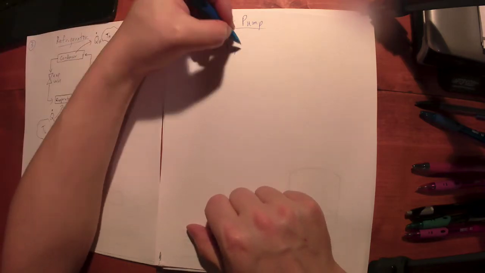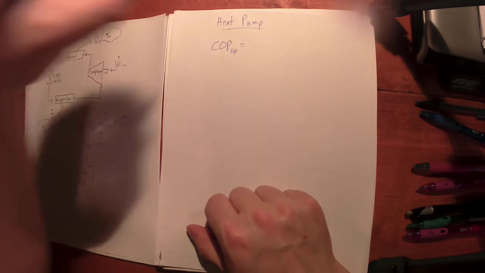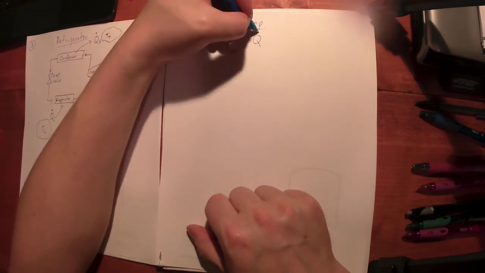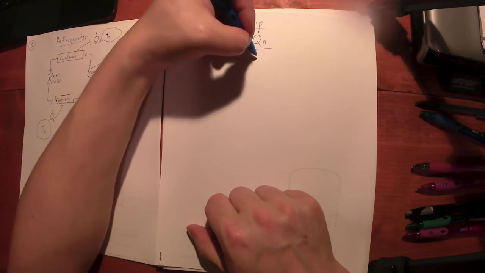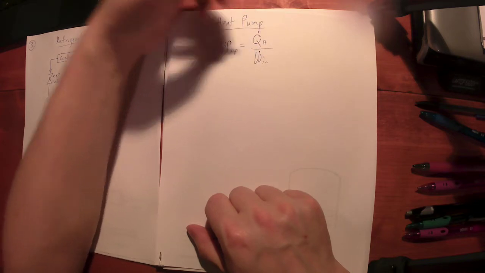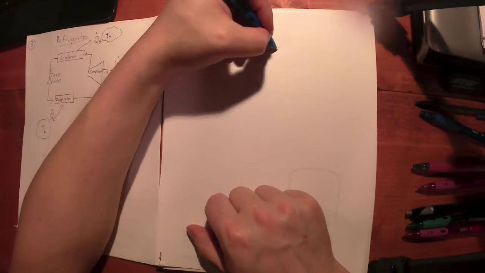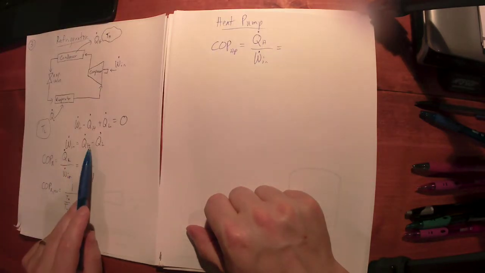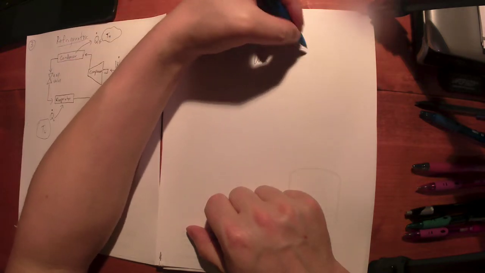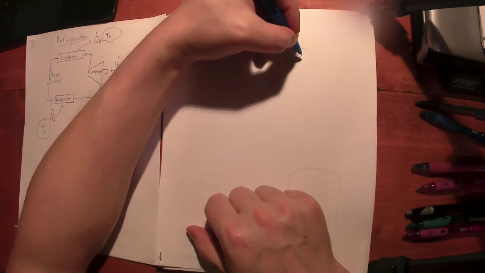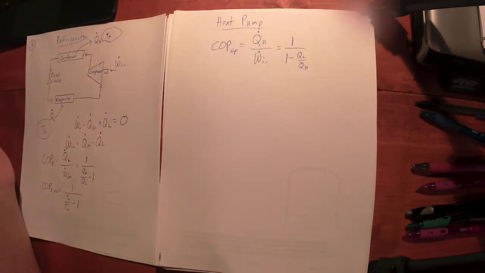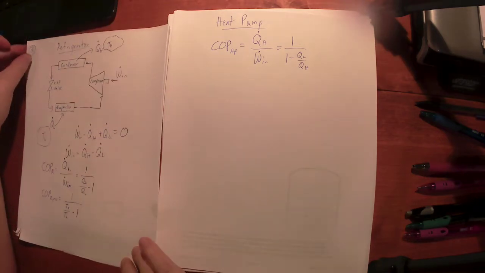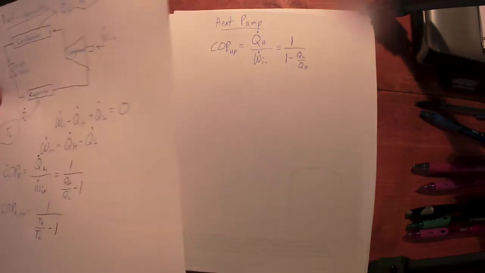What I want, the coefficient of performance for a heat pump, is this Q dot H, because that's what I want for a heat pump. To get that, I've got to put the power in. Okay? And if I plug this in and massage that, this becomes 1 over 1 minus QL over QH.